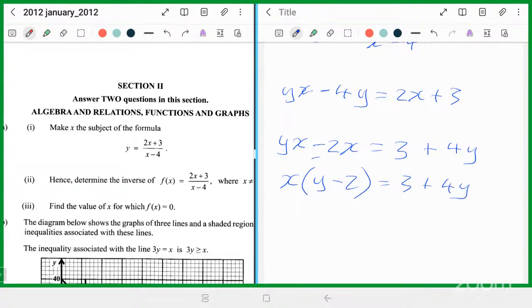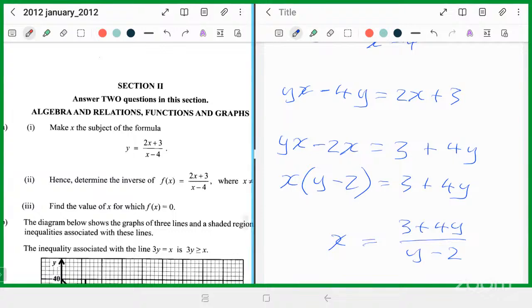There's a matter of taking this y minus 2 and dividing it under this side. Same as saying divide both sides by y minus 2. So the x is going to be 3 plus 4y over y minus 2. That is it. We have made x the subject.